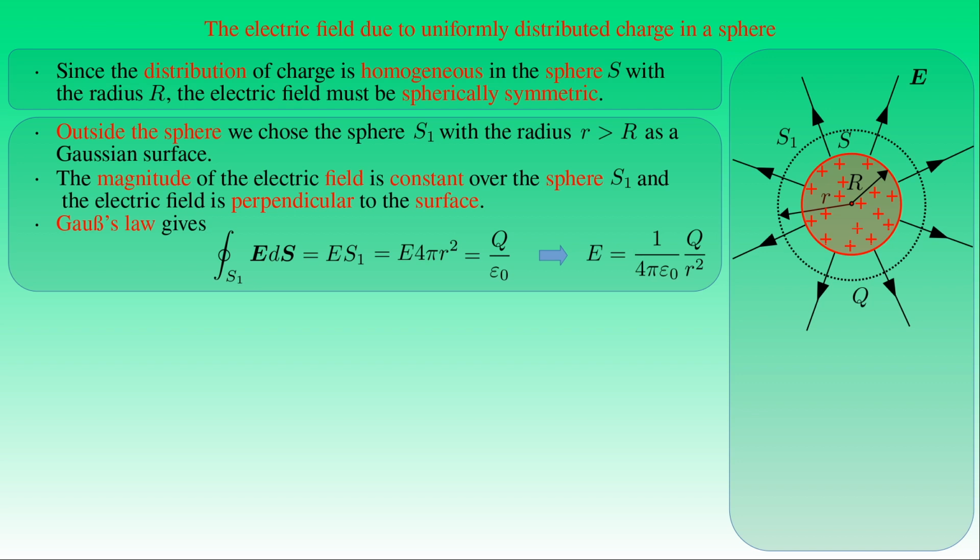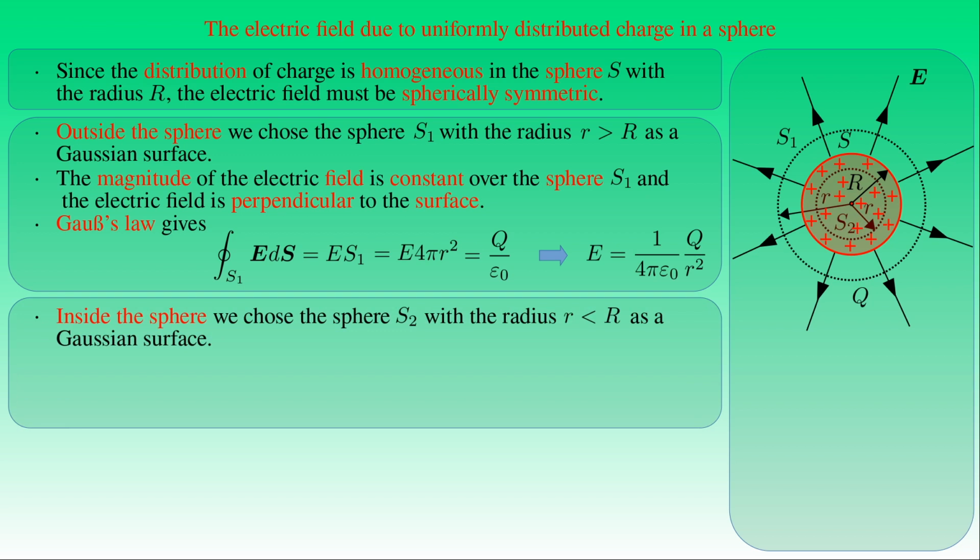In order to study the electric field inside the charged sphere S, we choose a sphere S2 with the radius r smaller than capital R as a Gaussian surface. The surface integral of the electric field E over the sphere S2 is equal to the magnitude E of the field over the Gaussian surface, times the area S2 of the surface, where the area is given by 4πr².